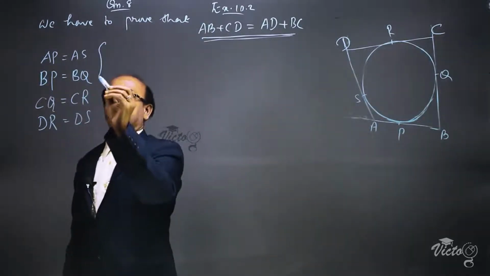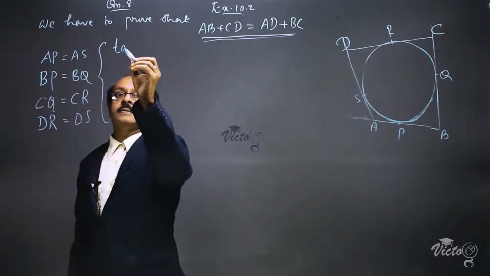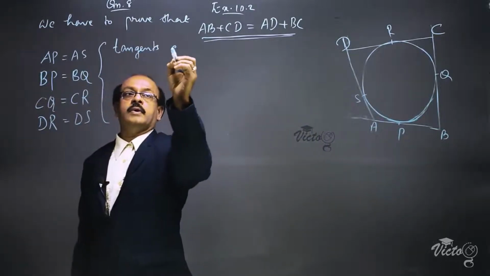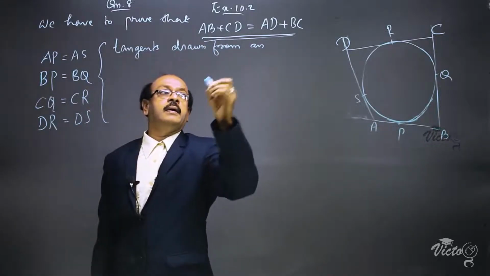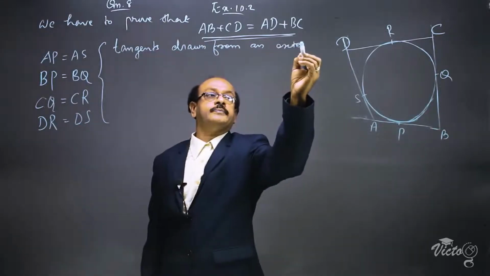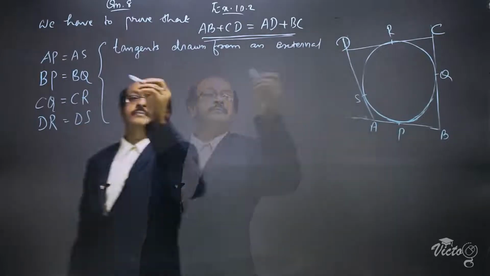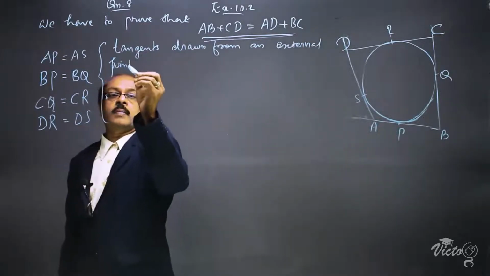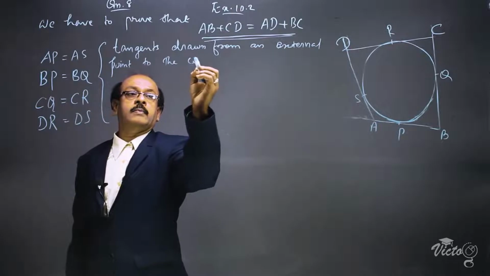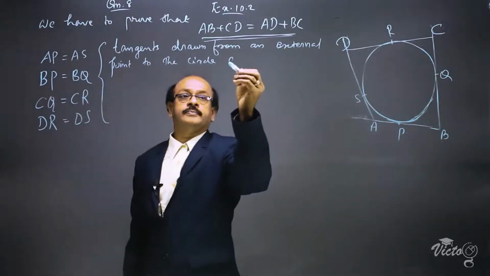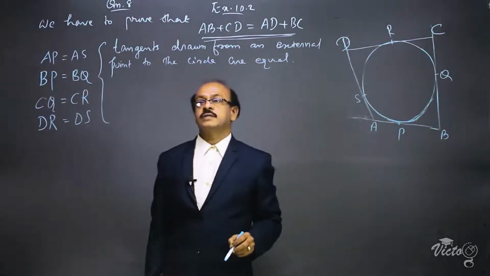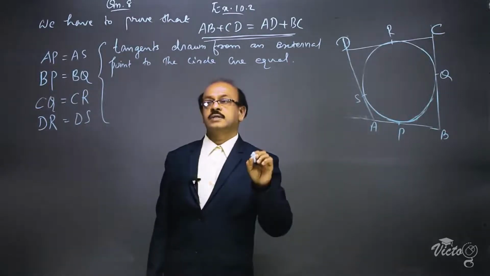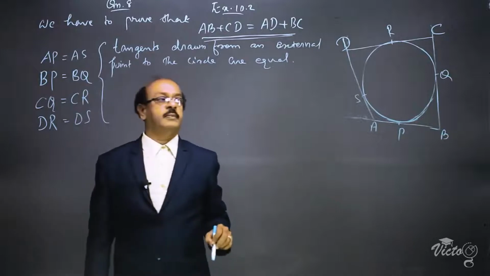The reason is tangents drawn from an external point to the circle are equal. This is the reason for all these four statements.